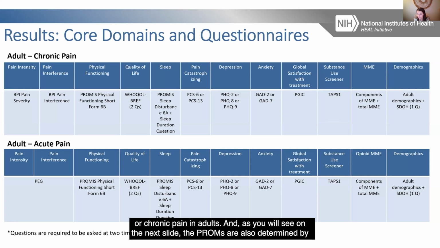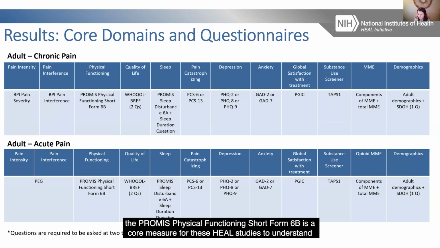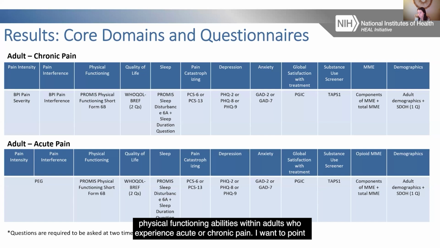And as you will see on the next slide, the prompts are also determined by population in regard to adult population or pediatrics. For example, you can see here that the PROMIS Physical Functioning Short Form 6B is a core measure for these HEAL studies to understand physical functioning abilities within adults who experience acute or chronic pain. I want to point out that these domains are not only focusing on pain, but also, as you can see, anxiety, sleep, and so on, in order to understand the participants' biopsychosocial factors to holistically acknowledge their pain experience. I do want to note that these HEAL studies are required to collect the data from these prompts at 2 time points, at baseline and follow-up.